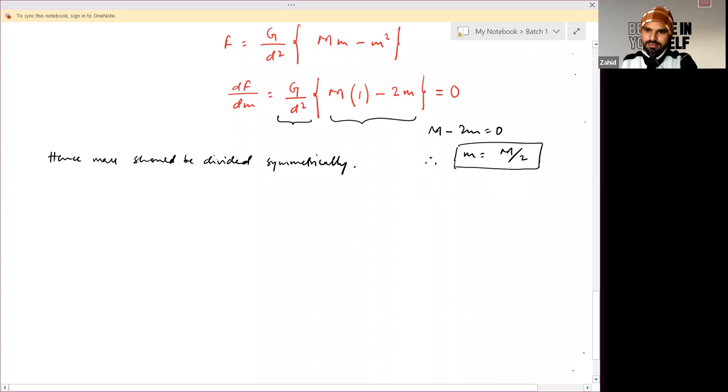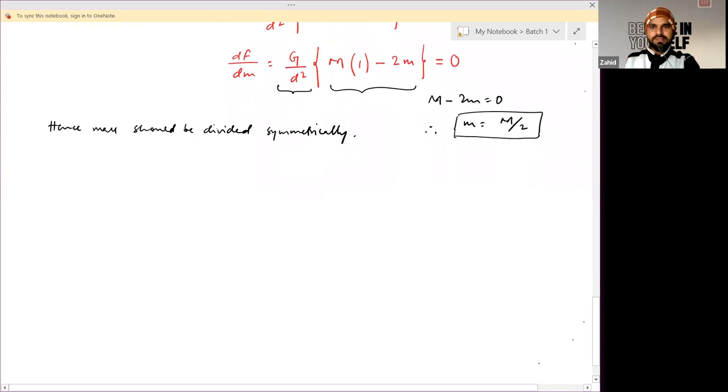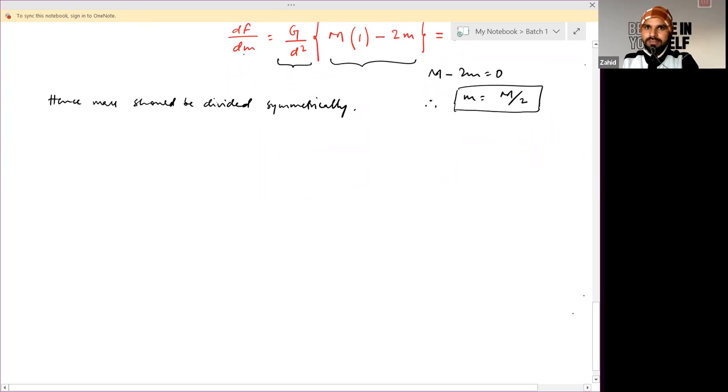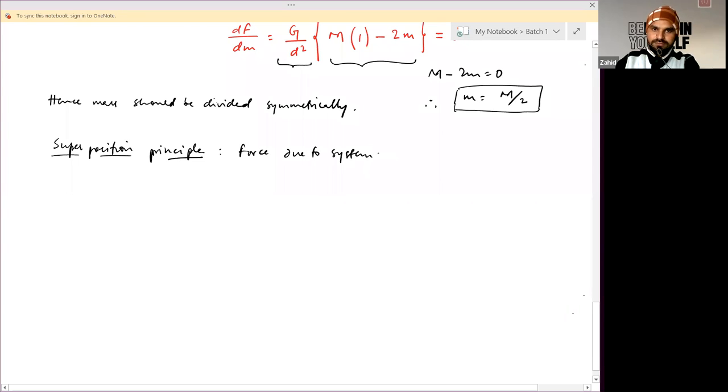So, we have just started gravitation, in which I defined gravitational force. We have just defined gravitational force between any 2-point masses. But now, if you have to calculate for more than 2 masses, then how will you apply it? So there is a concept which is called the superposition principle. Force due to a system of point masses.